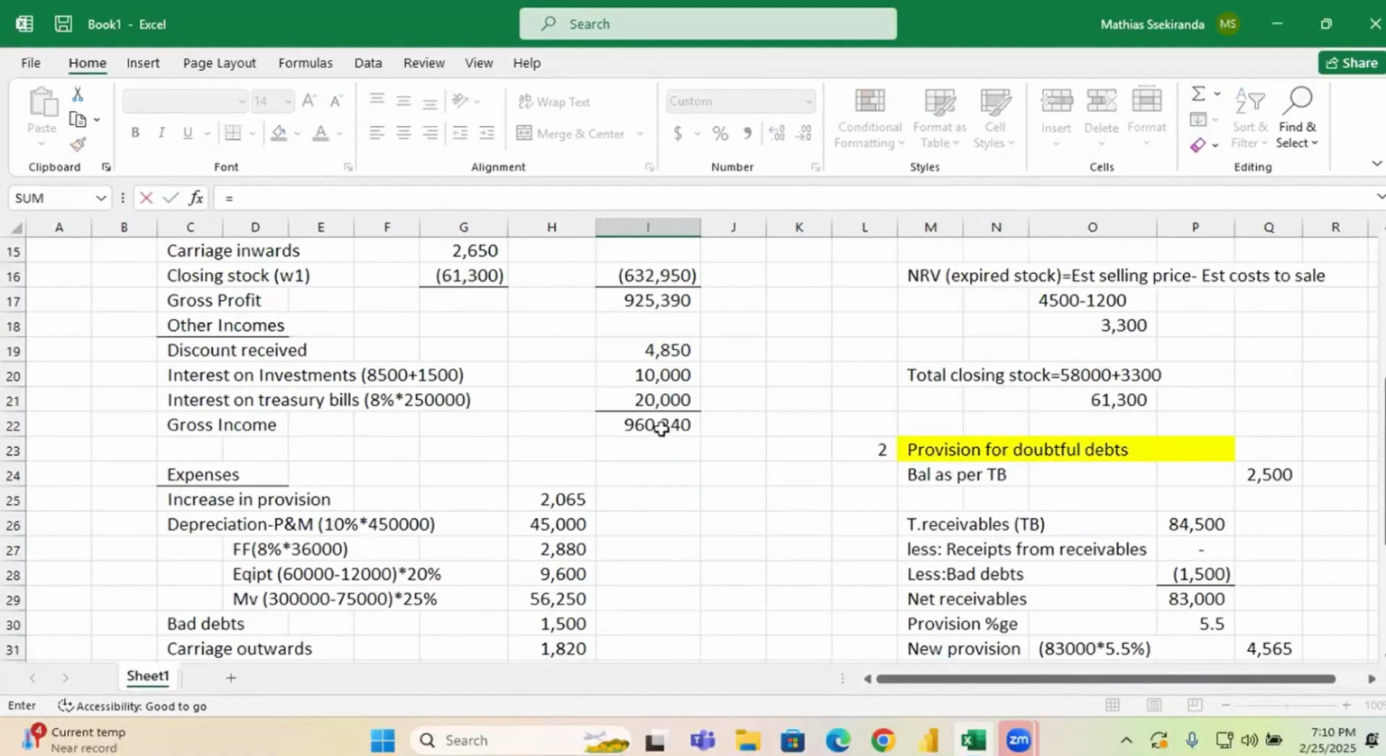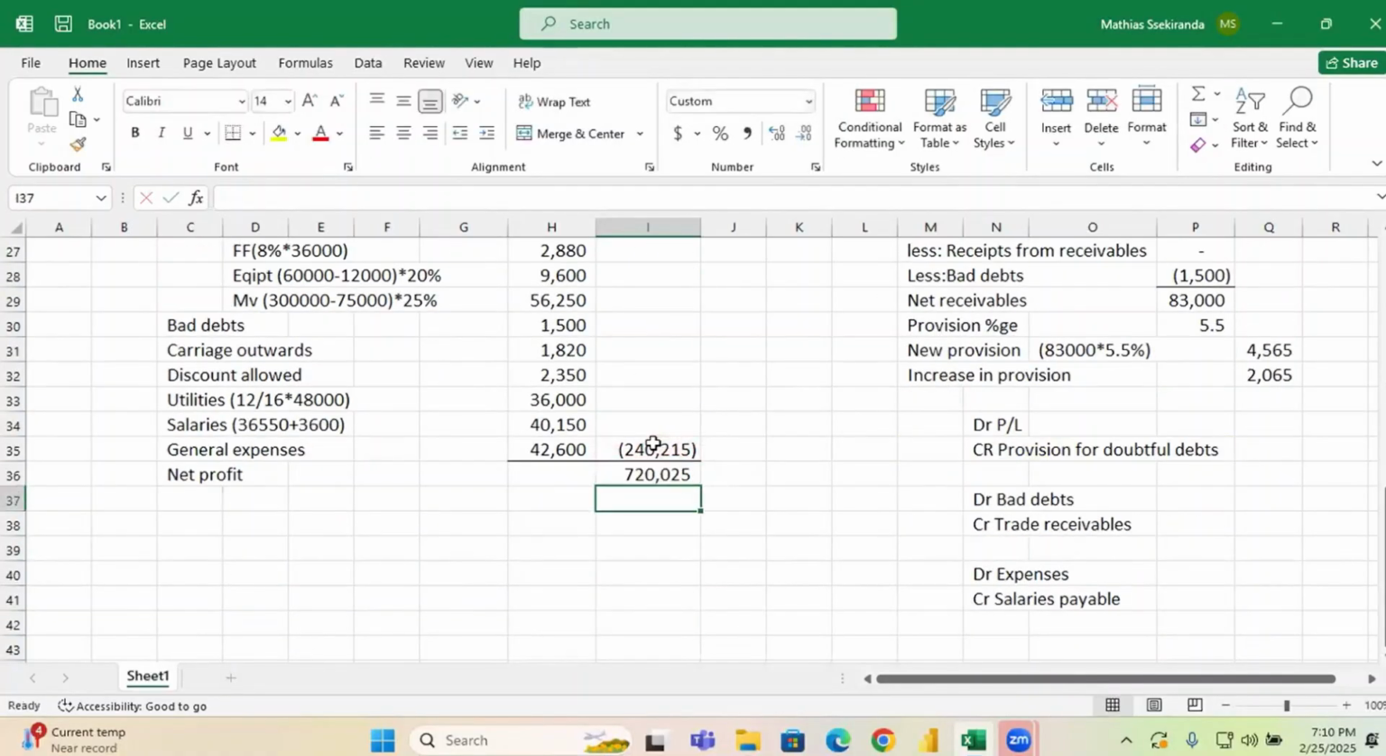So we shall get a net profit of 720,025.